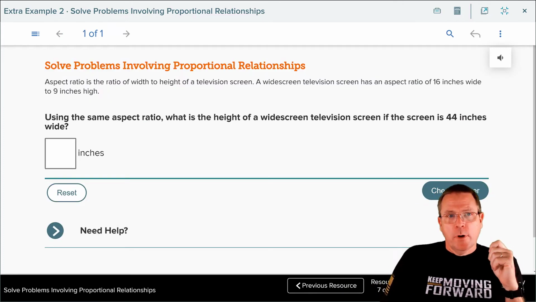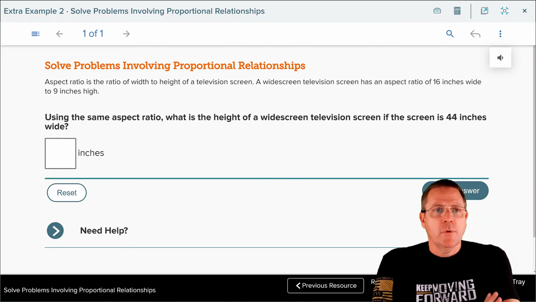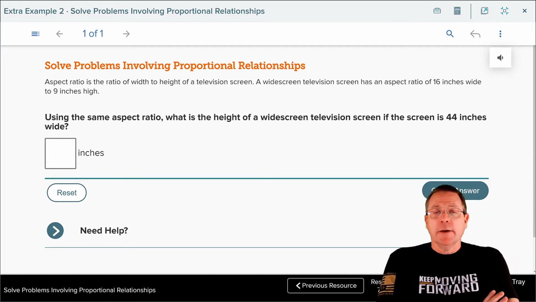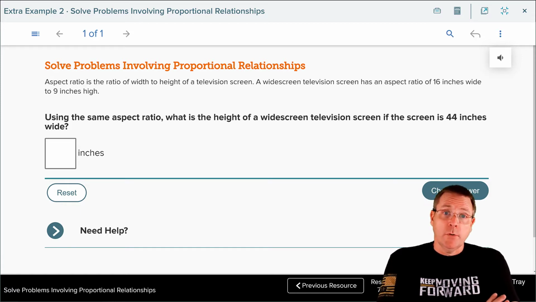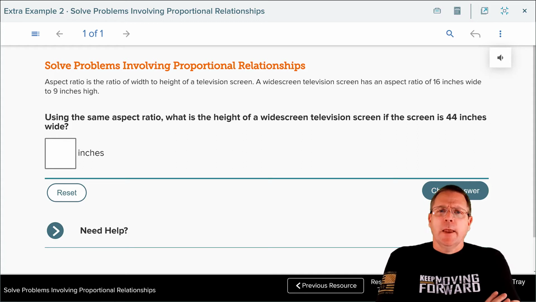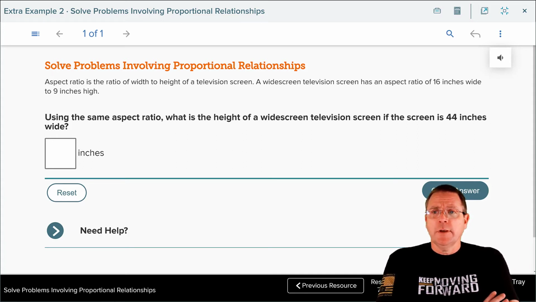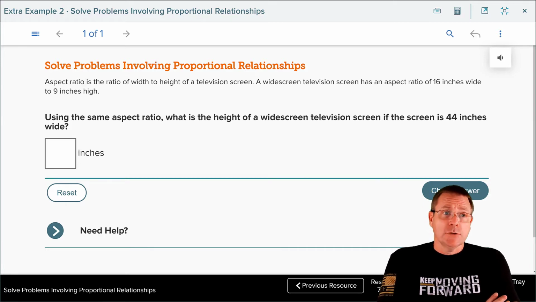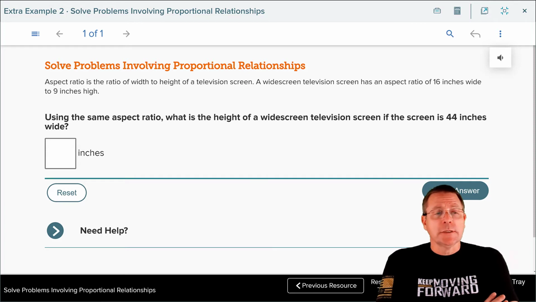Now we have another problem for you to work on. Aspect ratio is the ratio of the width to height of a television screen, or a computer screen, or the iPad screen you're watching this video on. A widescreen television screen has an aspect ratio of 16 inches wide to 9 inches tall, although most of y'all aren't using 16-inch TVs these days.